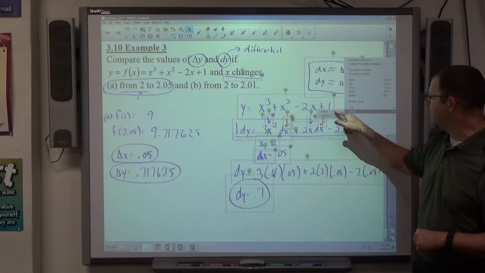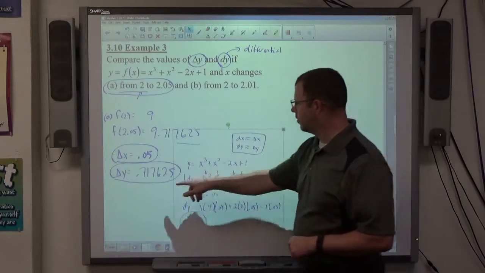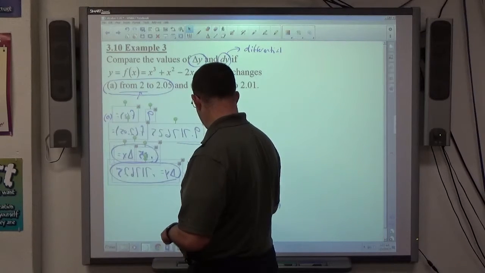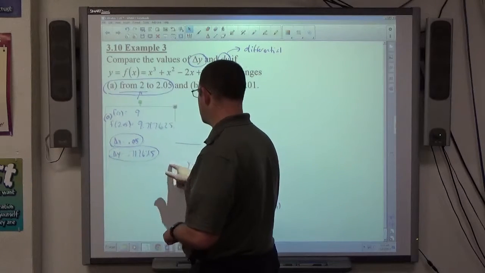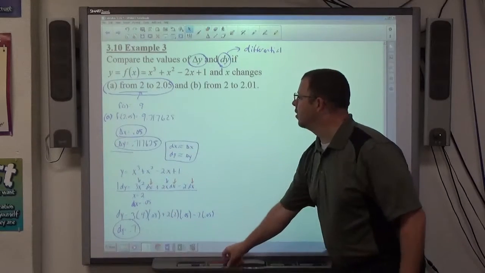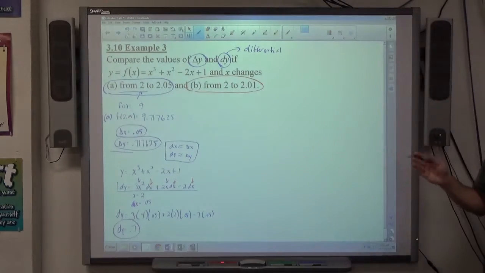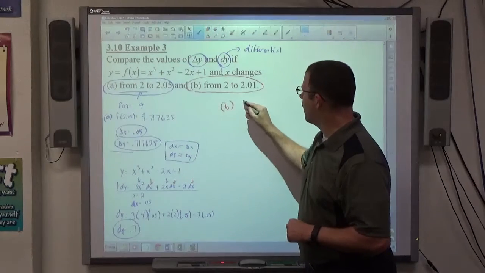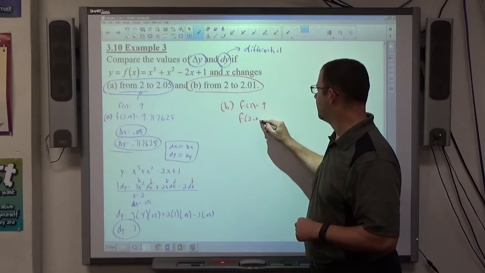So the other part of this problem is just do the same thing. Just go from 2 to 2.01. Okay, so we're going to do part B now. We're going from 2 to 2.01. So first off, if I want to do delta y, I want to know f of 2, which still equals 9, right? And I want to also know f of 2.01.